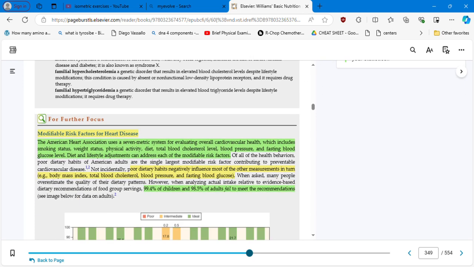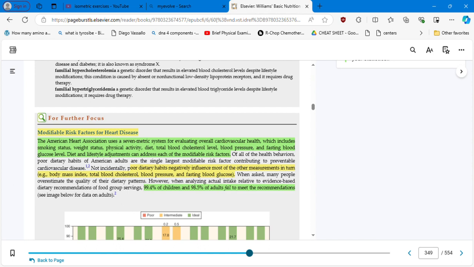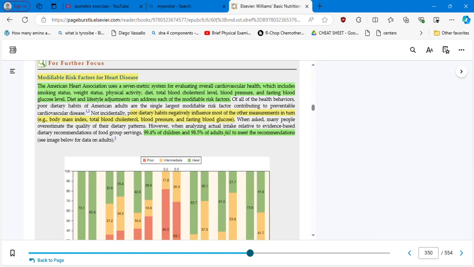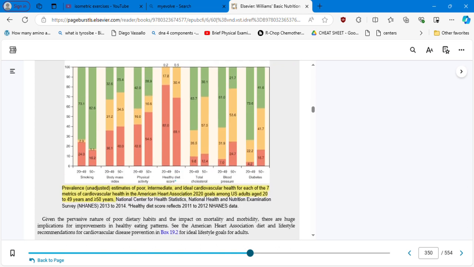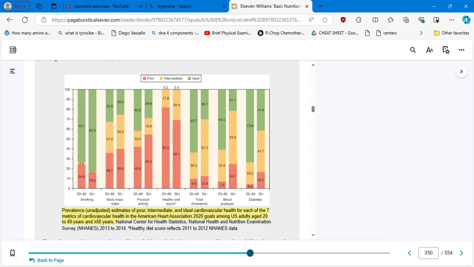Okay? So see the focus box, modifiable risk factors for heart disease. And then you have here the box, modifiable risk factors for heart disease. The American Heart Association uses a 7-metric system for evaluating overall cardiovascular health, which includes smoking status, weight status, physical activity, diet, total blood cholesterol level, blood pressure, and so on. Okay, so these are the factors. This is a very nice graphic. Also, you can see people between 20 and 49 having poor, this is the prevalence and an adjusted estimate for poor, intermediate, and ideal cardiovascular health for each of the 7 metrics, right?